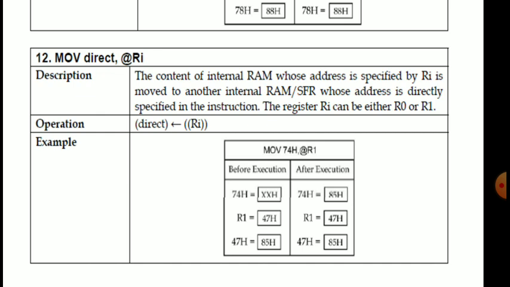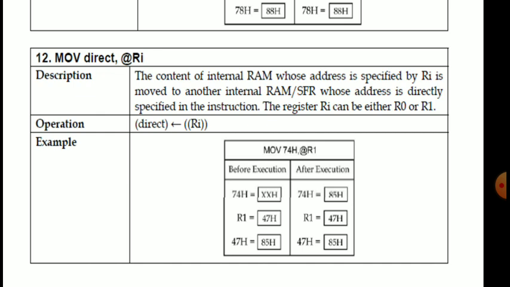So before execution, 74h, that is the destination, has some random data, that is XXh, and R1, the internal RAM register, has contents 47h, and the 47h address is pointing to some data, that is 85h. So in this sequence, the original content we required is the data 85h, so that will be copied onto 74h, that is the destination address.